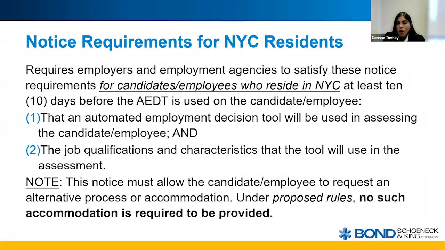So the agency came out with a second round of proposed rules in December. Basically, the definition of AEDT changes under these proposed rules, how to go about complying with these notice requirements, where you want to put it, and what language might need to be included. That's also likely going to change before April 15th. However, under the proposed rules, no such accommodation is required to be provided. It just needs to include language that would inform a candidate or employee how to request such an alternative process or accommodation.